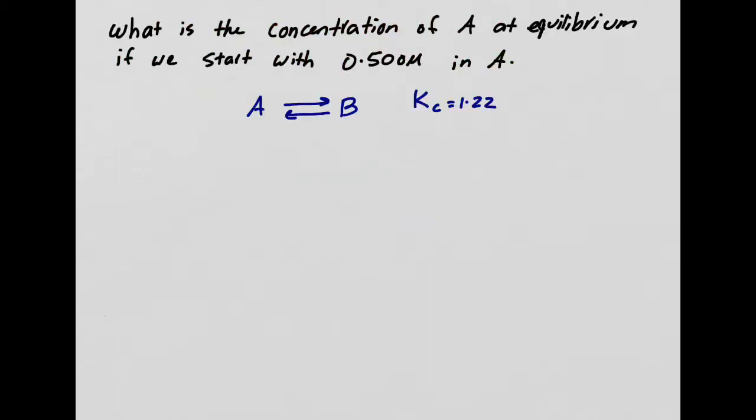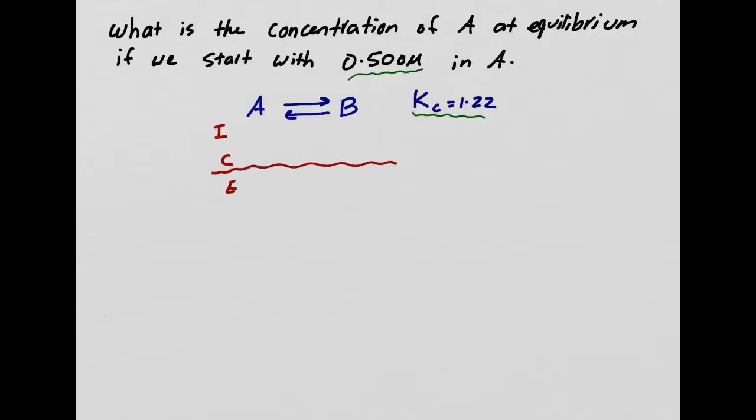So, here's the first problem. What is the concentration of A at equilibrium if we start with 0.0500 molar in A? Alright, now how are we going to do this? So they tell us the starting point. This is how much we have at the beginning, okay? And then they're going to ask us, what is the concentration at equilibrium? And we have our equilibrium constant. The way we do this, we form an ICE table. Okay? Sometimes I call it icy because it sounds cooler, but it's an ICE table.